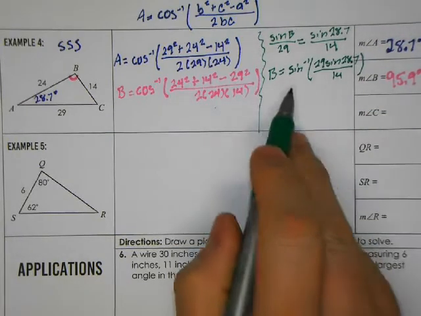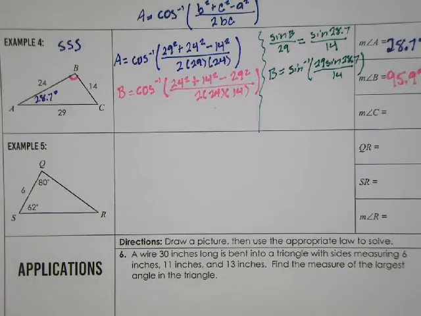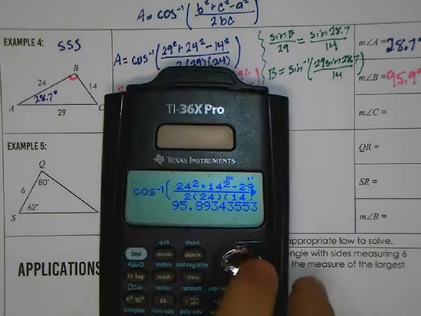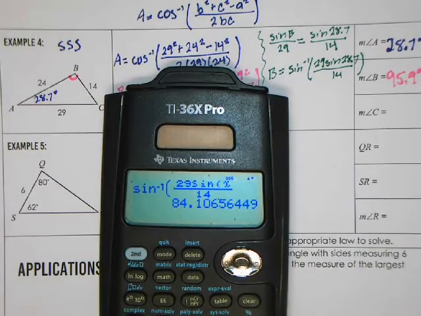And ideally, if I type that in my calculator, I should get the same number, 95.9, but of course I want to use my saved number, which I do have saved in my calculator. So here I'm going to say inverse sine, 29 times the sine of my saved number divided by 14, and hit enter this time. And I'm getting a different angle measurement. Oh no.